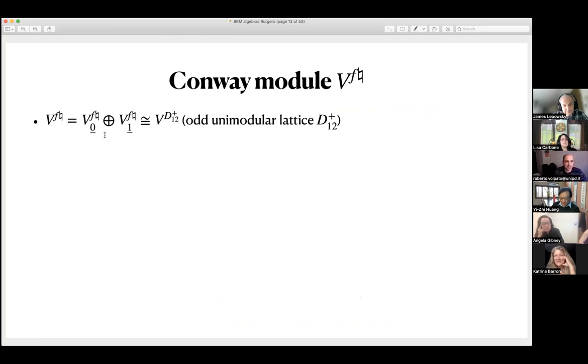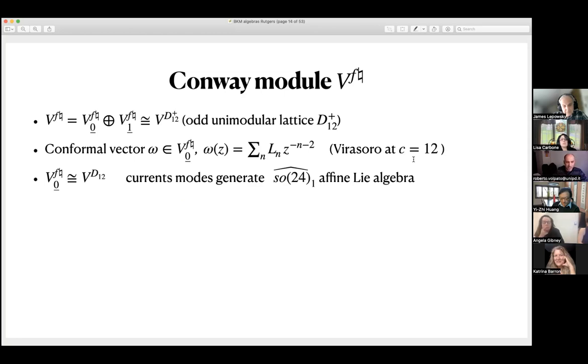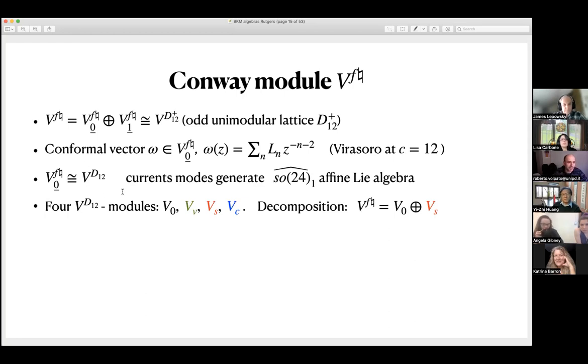So this is a superalgebra, so it has an even and an odd component, if you want. There is a conformal vector at central charge 12. The even subalgebra is a VOA, and it's actually a lattice VOA based on the D12 root lattice. The weight one states, the currents, the modes of the currents generate an SO(24) level one affine algebra. So we can look at the modules for this bosonic subalgebra, this V_D12, and it's a lattice algebra, so we know very well that the modules correspond to the cosets of the dual of D12 mod D12. So we have four cosets, and this corresponds to the modules for these. We have the trivial coset, which is V_D12 itself, and then we have a vector and a spinor and the conjugate spinor coset.